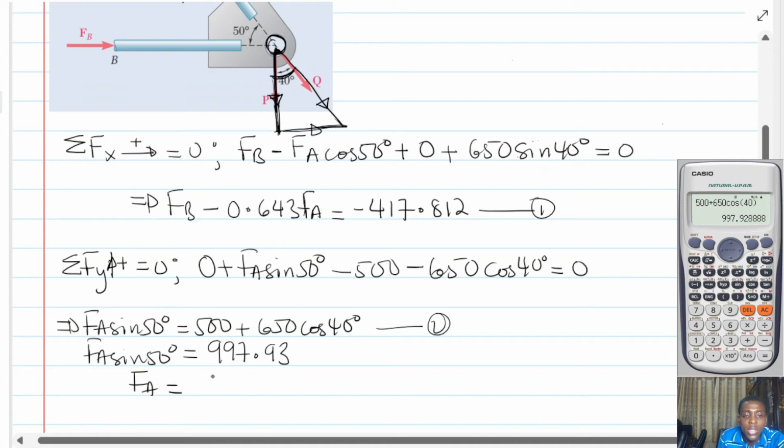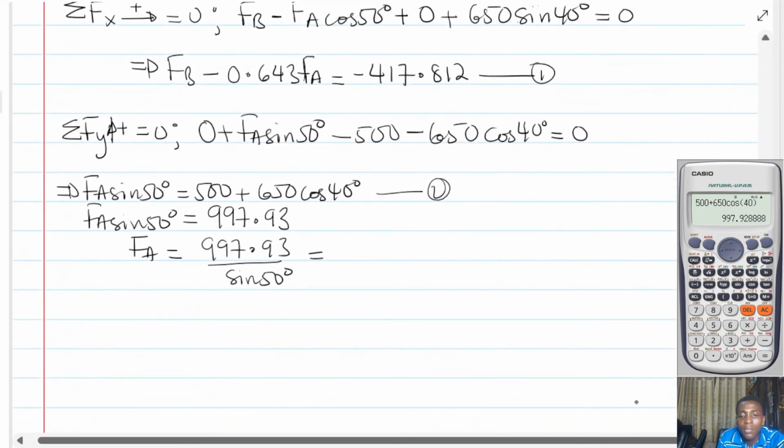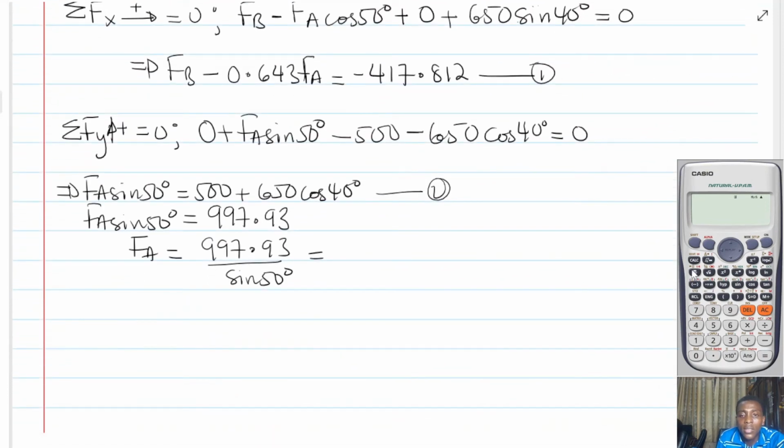Therefore, FA is going to be 997.93 divided by sine 50. And what is that? I'm going to get 1302.705 pounds. So that is the force in rod A.